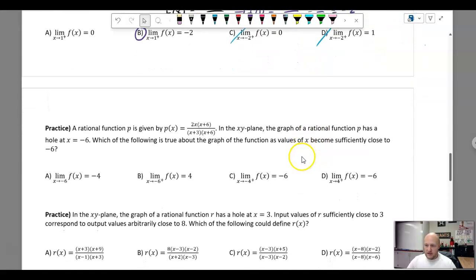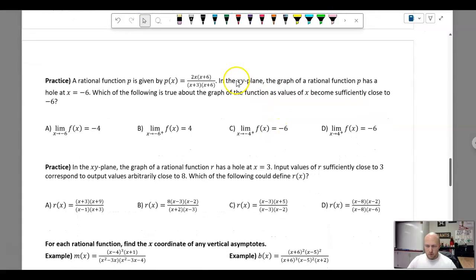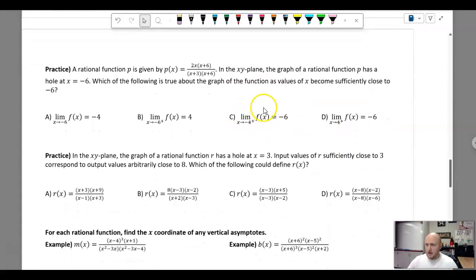Okay, here are a couple of practice problems very similar to what we just talked about. Go ahead, pause me, answer this one, and then I will go over the answer.